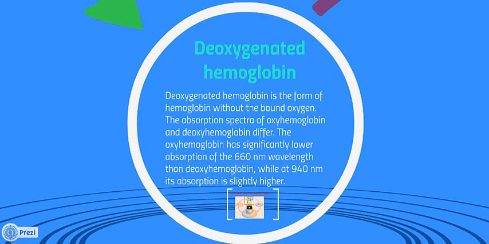Deoxygenated hemoglobin. Deoxygenated hemoglobin is the form of hemoglobin without the bound oxygen. The absorption spectra of oxyhemoglobin and deoxyhemoglobin differ. Deoxyhemoglobin has significantly lower absorption of the 660 nm wavelength than oxyhemoglobin, while at 940 nm its absorption is slightly higher.